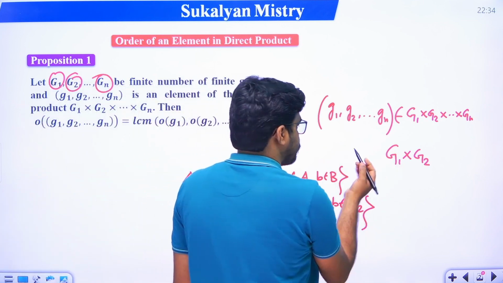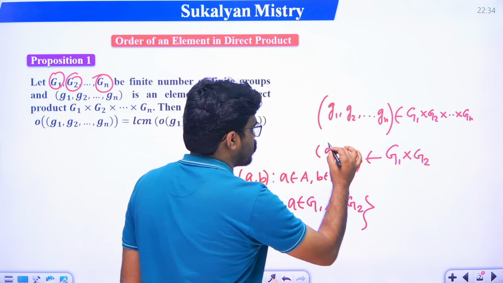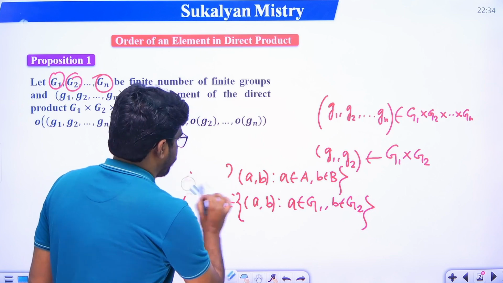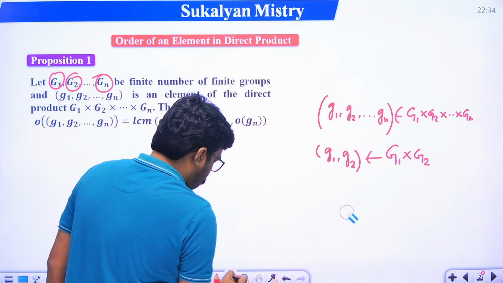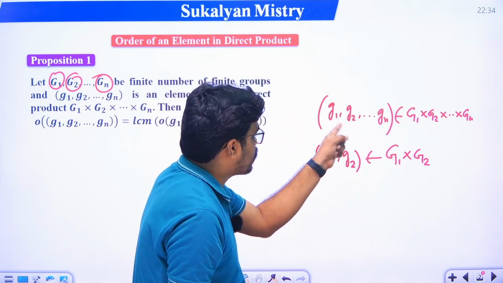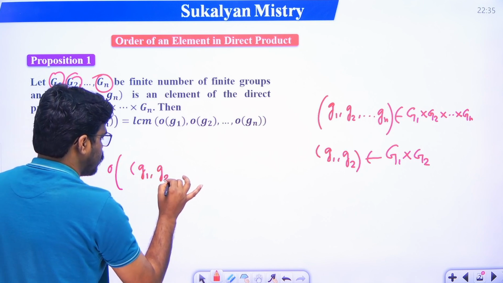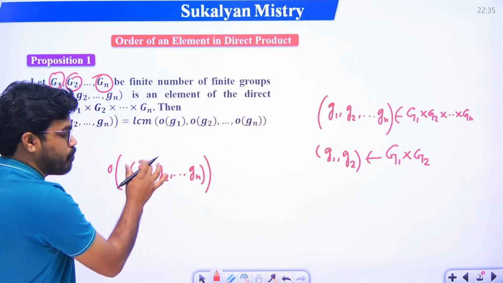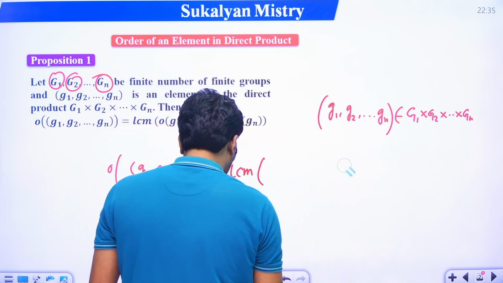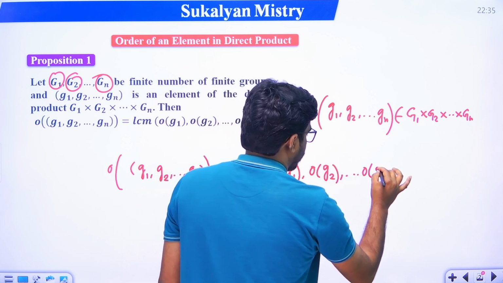So if we consider the elements, suppose (g1, g2), this belongs to G1 cross G2. That means g1 belongs to G1, g2 belongs to G2. Then the order of, we consider this element (g1, g2, ..., gn), so this belongs to G1 cross G2 cross ... cross Gn. So the order of this element, what is the element here? (g1, g2, ..., gn). So the order of this element equals the LCM of order of g1, order of g2, ..., order of gn.